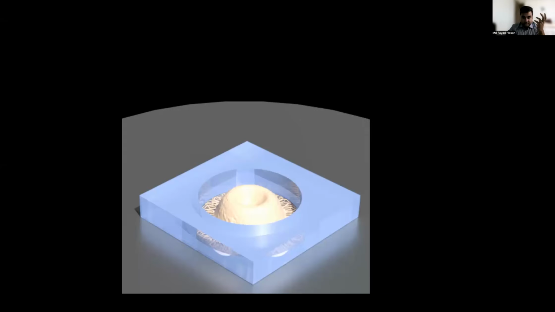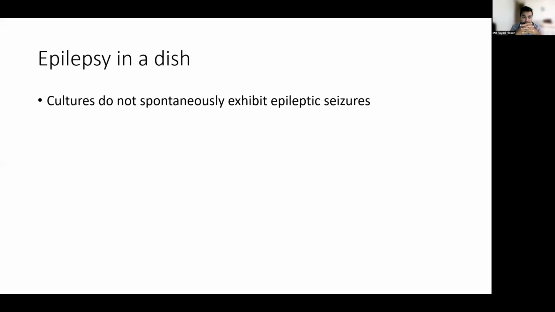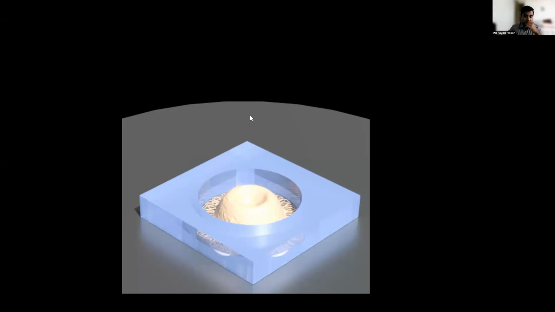And I'm saying this because if you put lots of electrodes on an epilepsy patient's head and record the electrical activity, you will see that a patient with epilepsy will have a lot of bursts or synchronized activity in their brain when there is a seizure. And that does not translate in these cultures. To solve this, during my PhD, I developed these three-dimensional cultures.